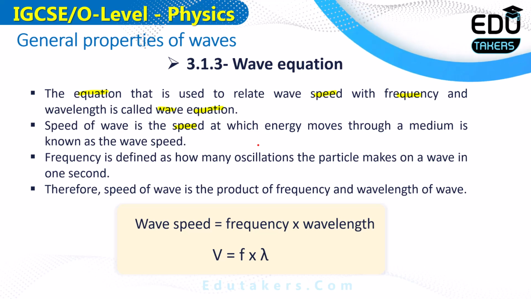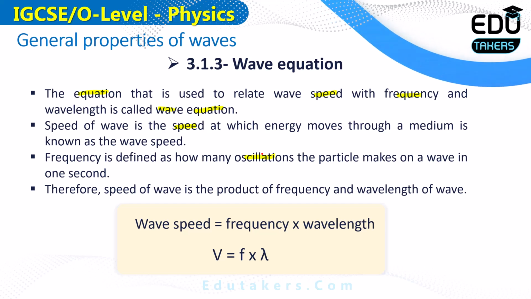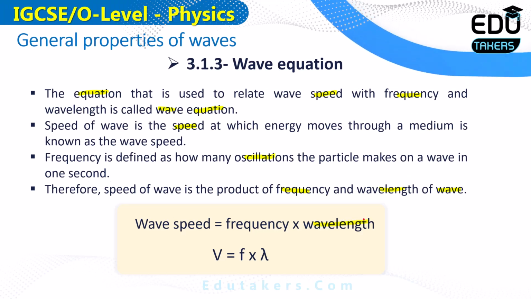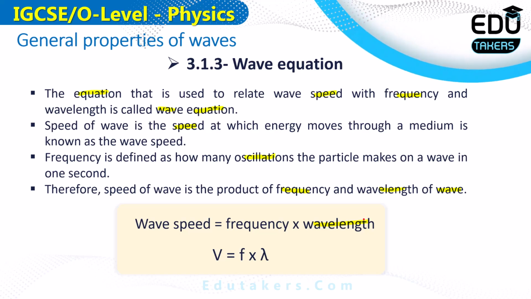We can also define the wave speed as the speed at which the energy moves through the medium from one point to another. The frequency is defined as how many oscillations or vibrations the particle makes on a wave in 1 second. So the total number of waves or the total number of vibrations in 1 second is basically called the frequency. Therefore, the speed of the wave is the product of the frequency and the wavelength of the wave. Wave speed is represented by v, the frequency is represented by f, and the wavelength is represented by lambda. So v = f multiplied by λ is basically called the wave equation.